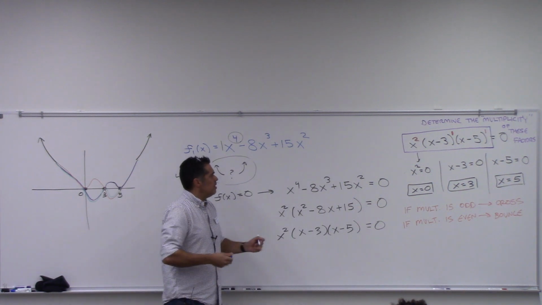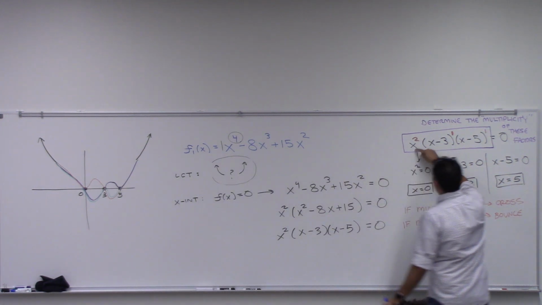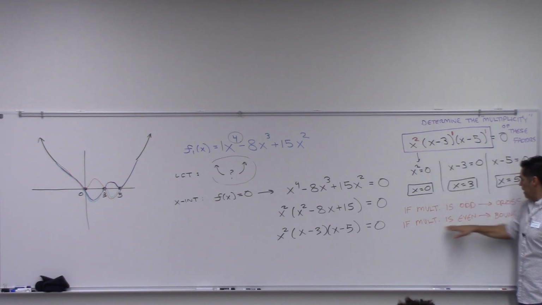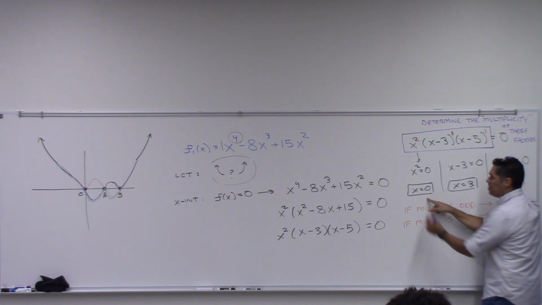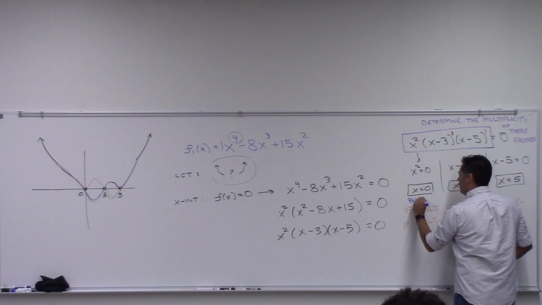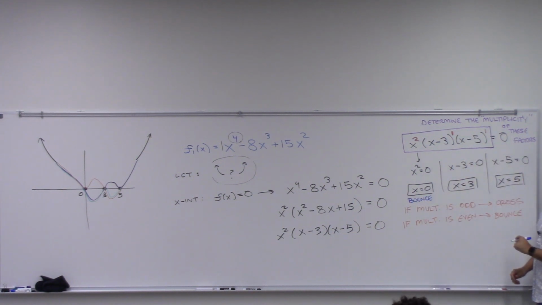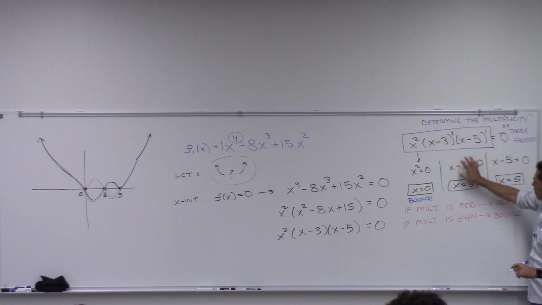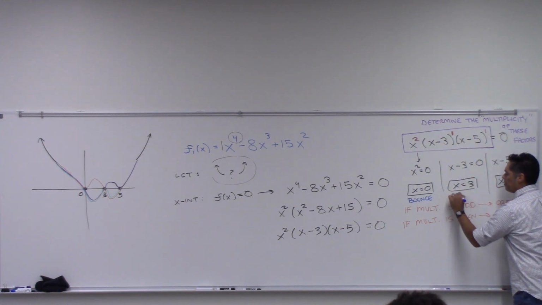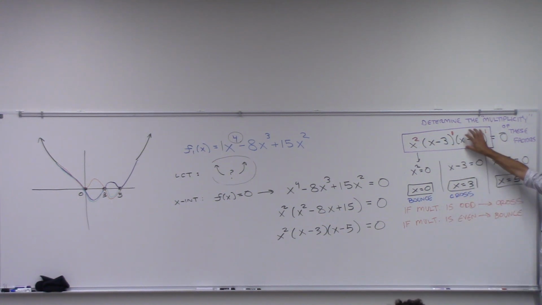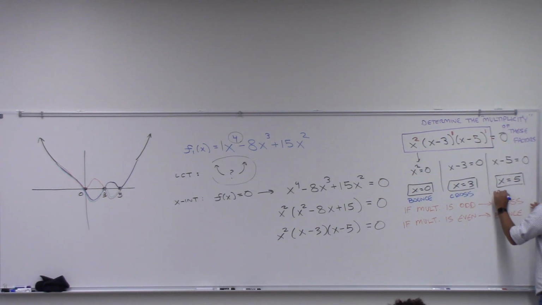So look at this x squared. What's the multiplicity at x squared? 2. 2 is what? Even? I'm going to bounce. So at this x-intercept, where did this come from? I know that I'm going to bounce here. Then the multiplicity on this factor is 1. If you follow that factor down, that's this x-intercept. Here we're going to cross because this multiplicity is odd. And then x minus 5, that's odd. I should cross at that x-intercept as well.